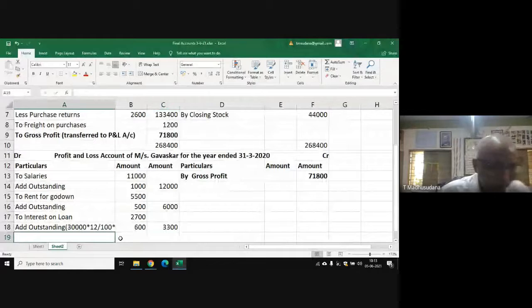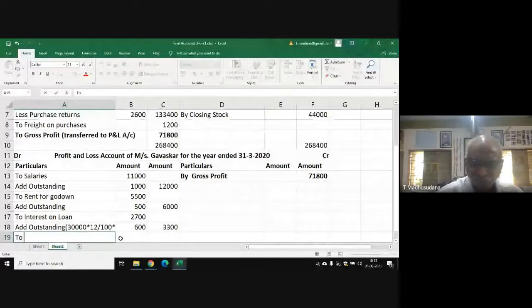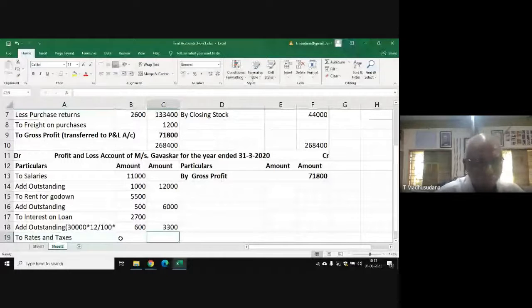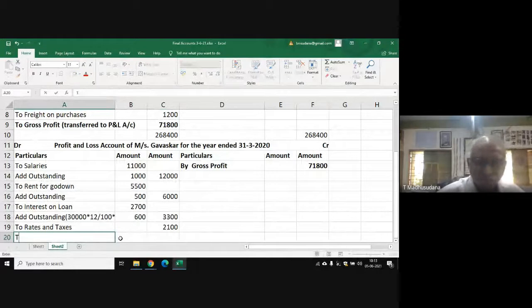Okay, next, to rates and taxes, that is 2,100, directly in the outer column. Next, to discount allowed.